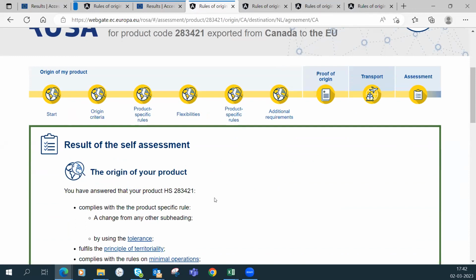Voilà, I hope that I have convinced you that now, to check if your product is originating and can benefit from preference under the Canada-EU agreement, with this tool it's a jeu d'enfant. But I'm happy to answer any of your questions.